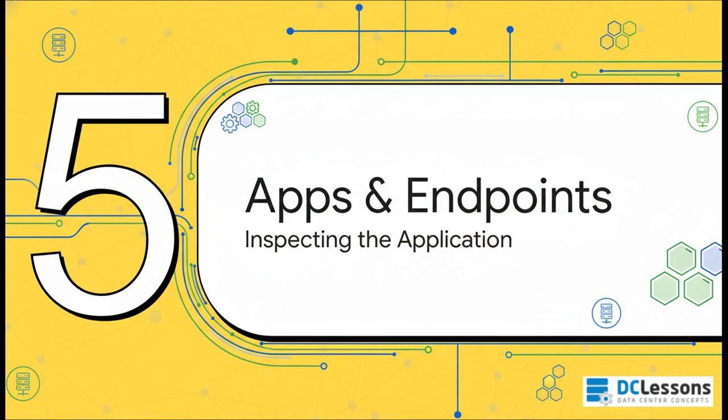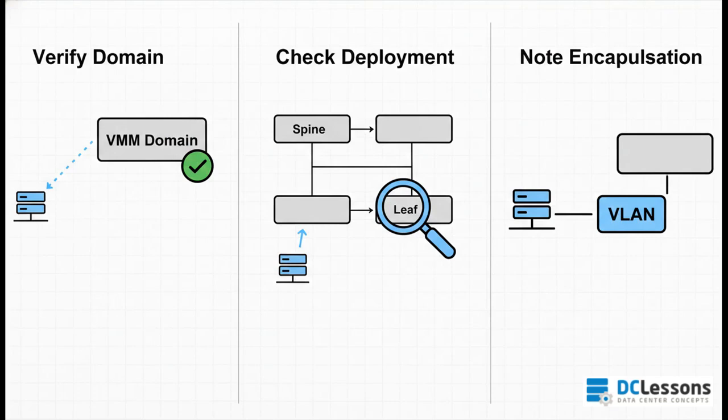So the final step in our top-down journey is to inspect the real heart of ACI policy, the application profile, the endpoint groups, and of course the endpoints themselves. For any given server or VM, the first thing you have to do is confirm its policy attachment. Is it correctly tied to a domain? Like a VMM domain for your VMware environment, or a physical domain for bare metal servers? Then you can check in the APIC to see exactly where the fabric has learned it. It'll tell you the exact leaf switch, the interface, and the encapsulation VLAN it's using.